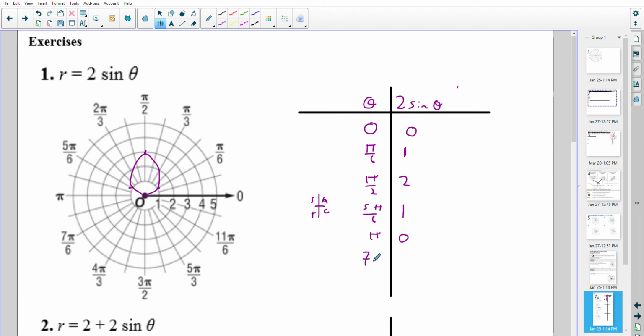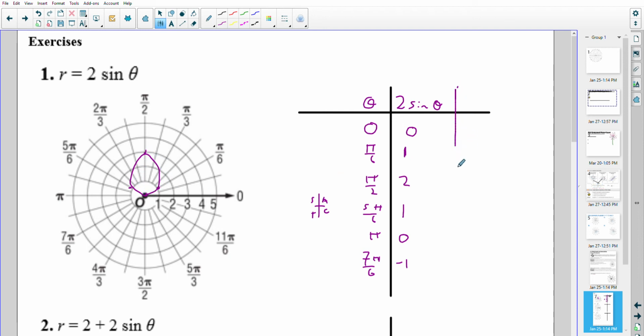Well, if I did 7 pi over 6, sine of 7 pi over 6 is a negative 1/2, which means negative 1. 7 pi over 6, negative 1. It comes right back to this point. Notice how it's symmetric about the pi over 2 line, and that makes sense because the sine theta is symmetric over pi over 2. So what's happening is you're going in this direction, and it's going to repeat the same thing.